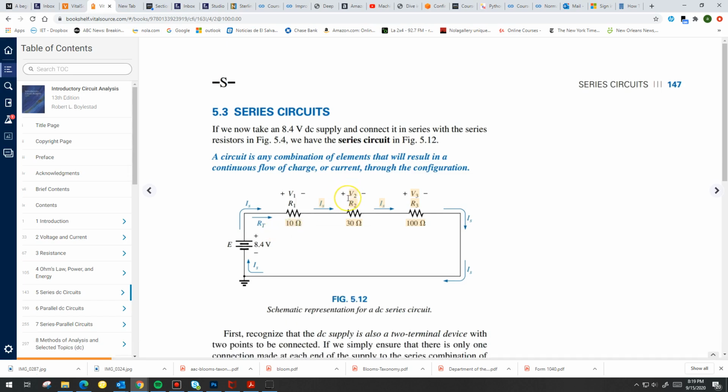The voltage drop across R2, and it's a drop because it goes from positive to negative, okay? That's what we call a drop. And again, this is all relative, okay? Because if you go from left to right, it is a voltage drop. But if you go from right to left, it is a voltage gain.